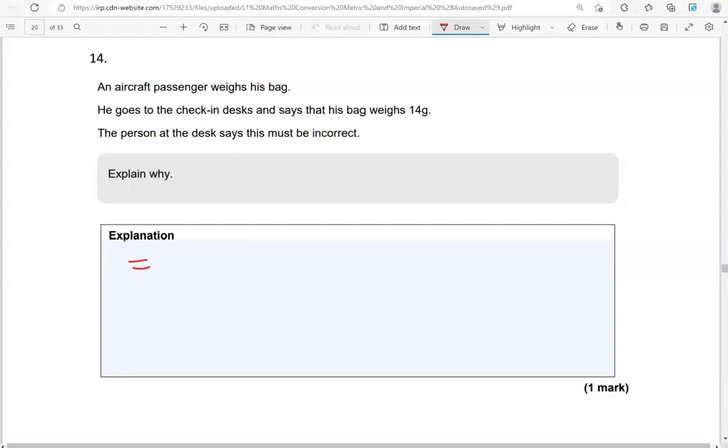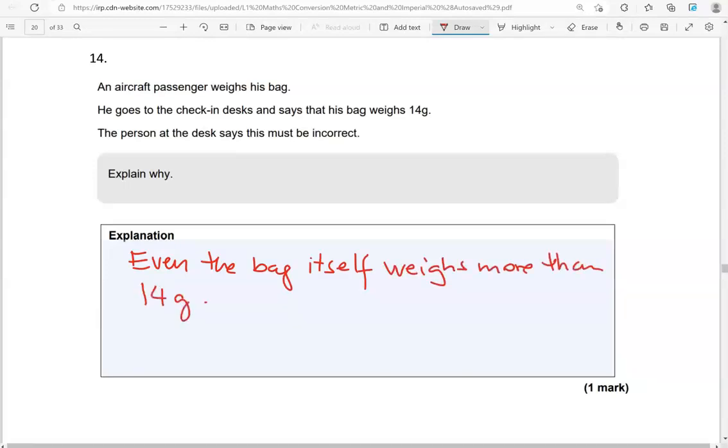So we're going to say even the bag itself is more than 14 grams. This must be 14 kilograms.